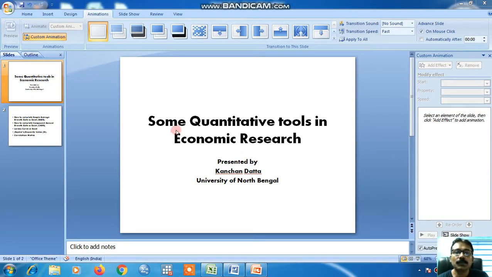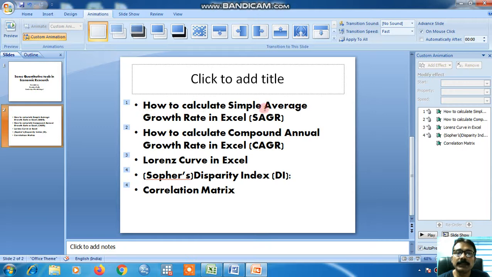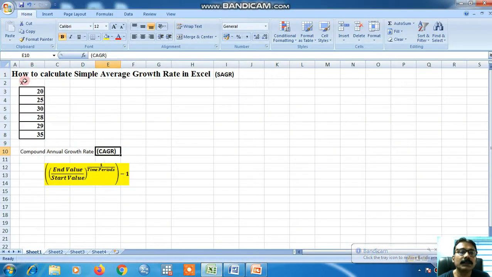Hello friends, today I am going to say a few words about some quantitative tools in economic research. The learning outcome is: how to calculate simple average growth rate in Excel, how to calculate compound annual growth rate, how to formulate the Lorenz curve in Excel, Shoffer's disparity index, correlation matrix, etc. Okay, let me start with how to calculate simple average growth rate in Excel.